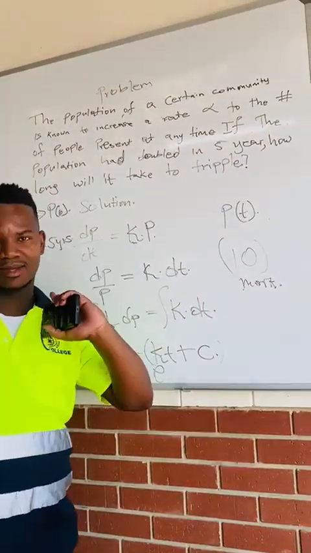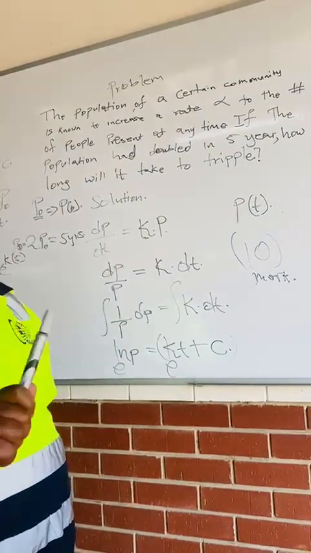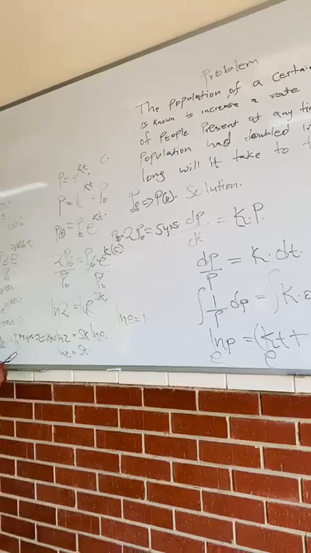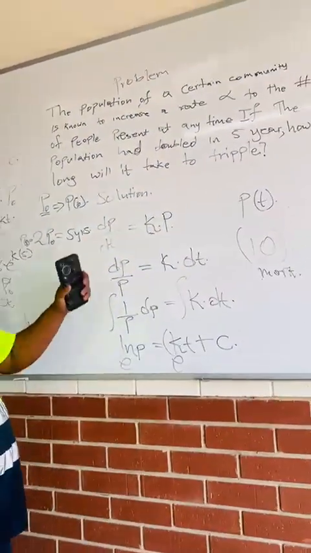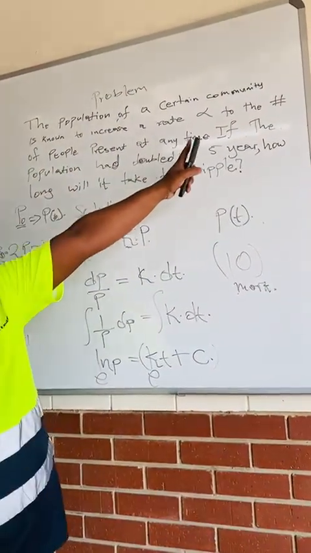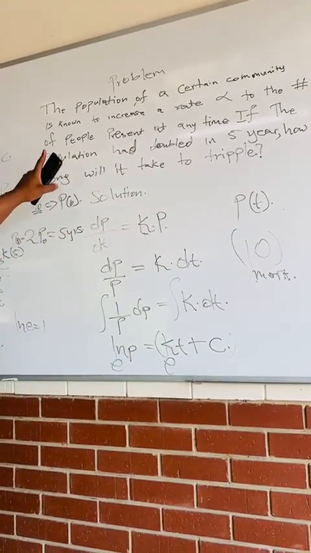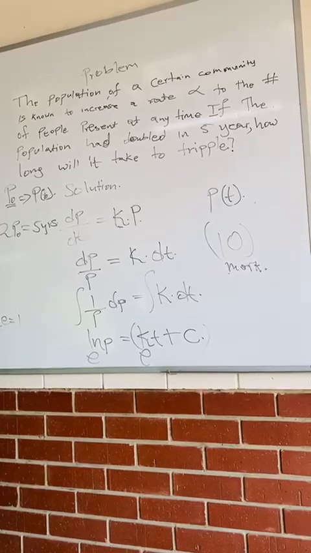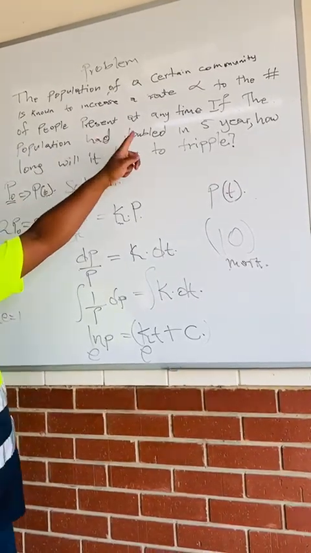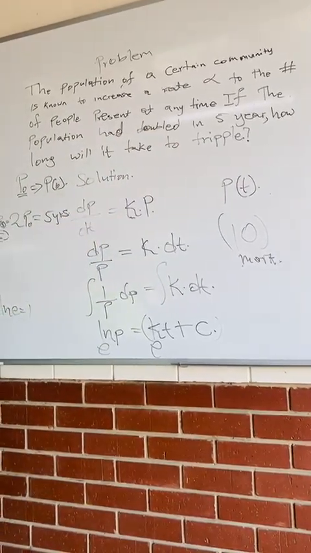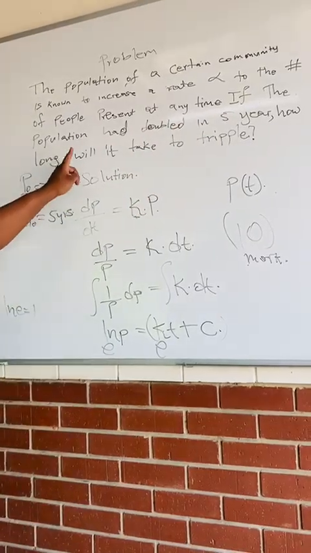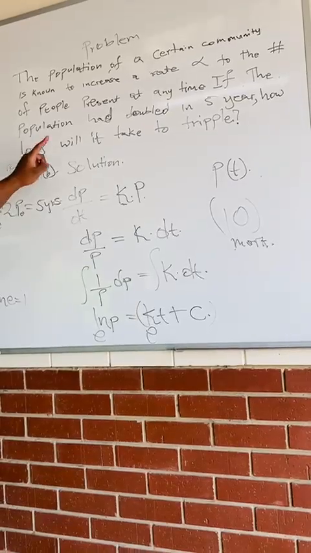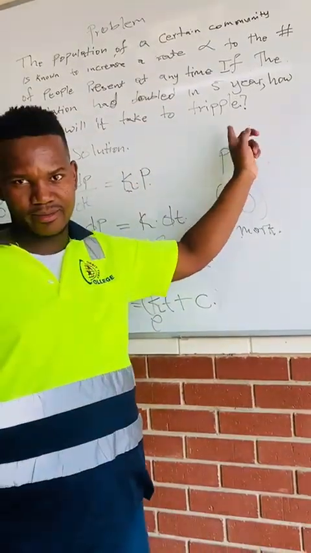Alright, this is the population problem. I will be fast, but I'll make sure that you understand what I did from here up to here. Now, the population of a certain community is known to increase at a rate that is proportional to the number of people present at any time. Now, if the population had doubled in 5 years, how long will it take to be tripled?